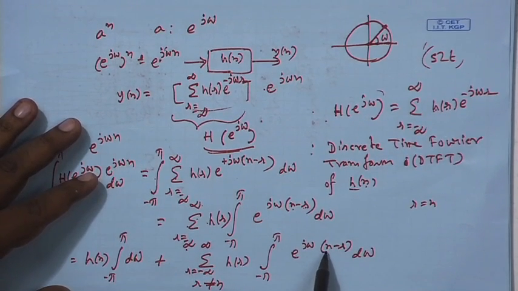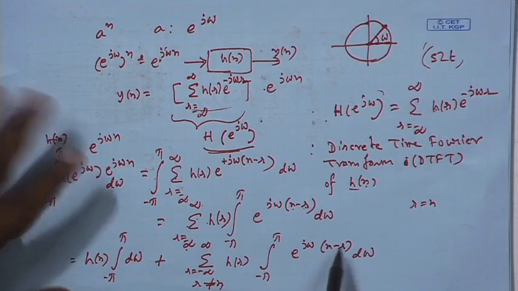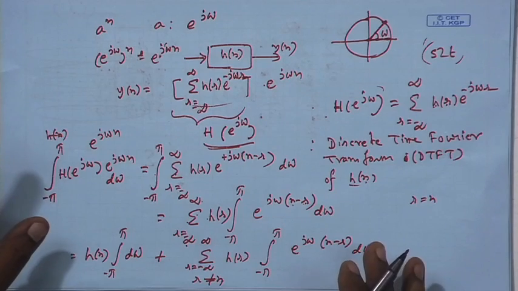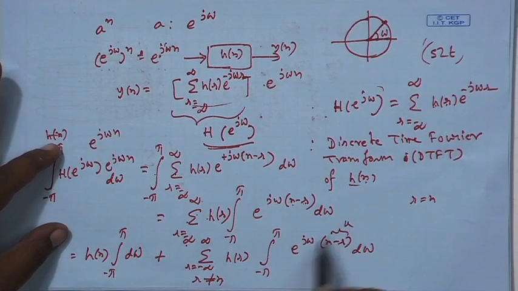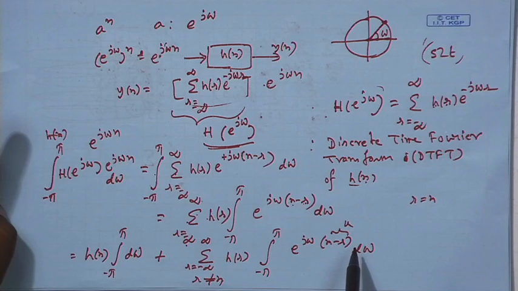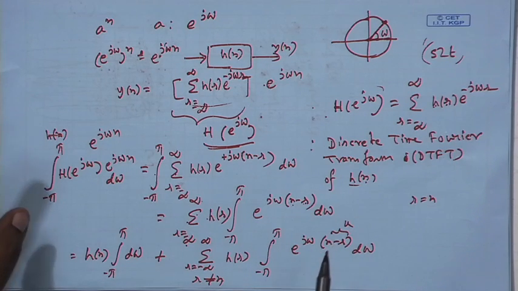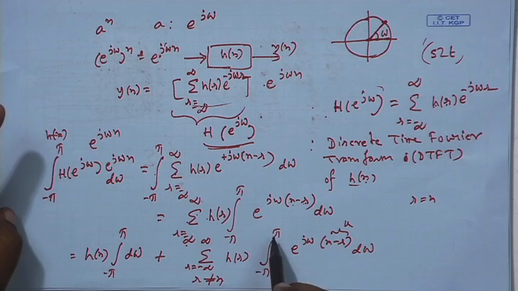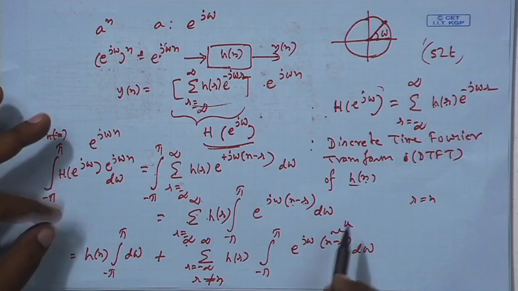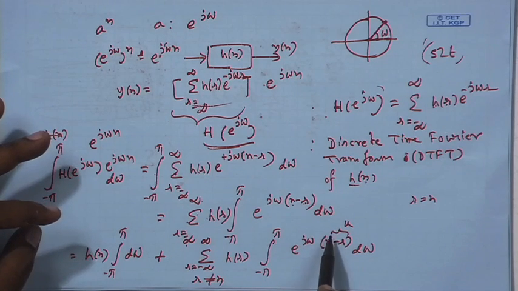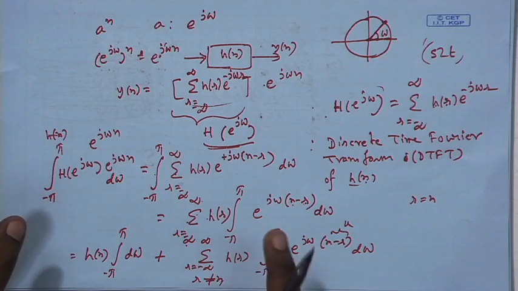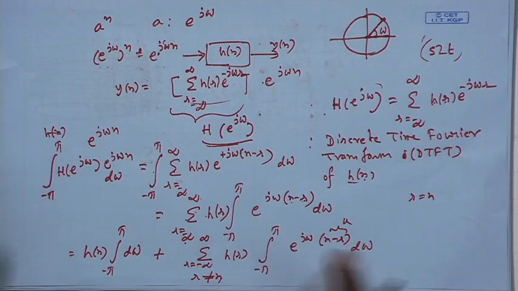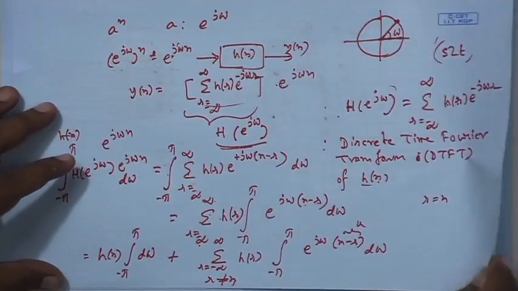Now, since r is not equal to n here, n minus r will be an integer, positive or negative does not matter. You can call it k. So it will be e to the power j omega k. E to the power j omega k, if you integrate over minus pi to pi, it will be 0. Why? E to the power j omega k means cosine omega k plus j sin omega k. Cosine omega k will have k number of full cycles from minus pi to pi, that is over a period of 2 pi. You can easily see it.